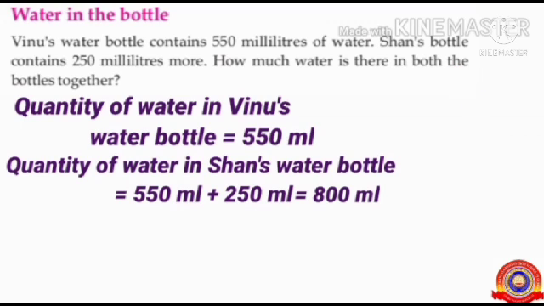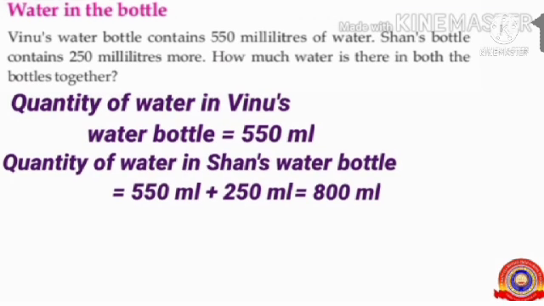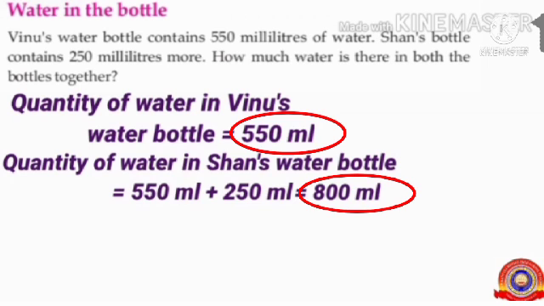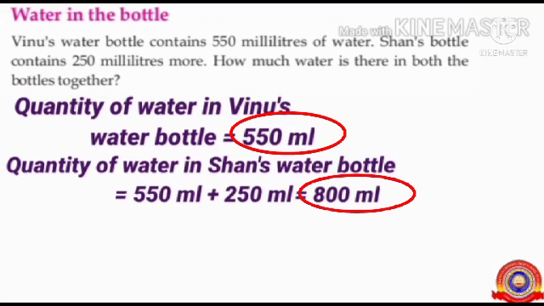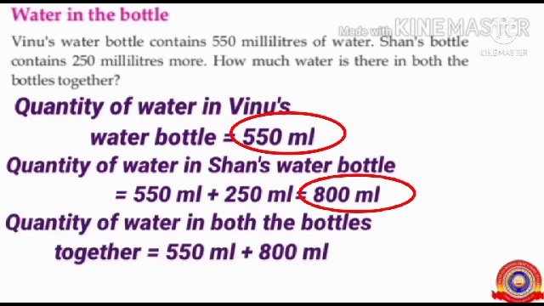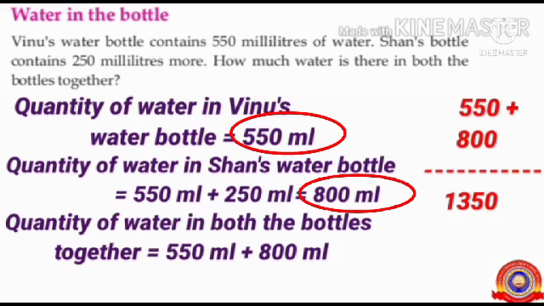Here, we have to find out the total quantity of water in both the bottles together. To find out the total quantity of water, we have to add these two quantities together. That is, quantity of water in both the bottles together equals 550 milliliters plus 800 milliliters. 0 plus 0, 0. 5 plus 0, 5. 5 plus 8, 13.